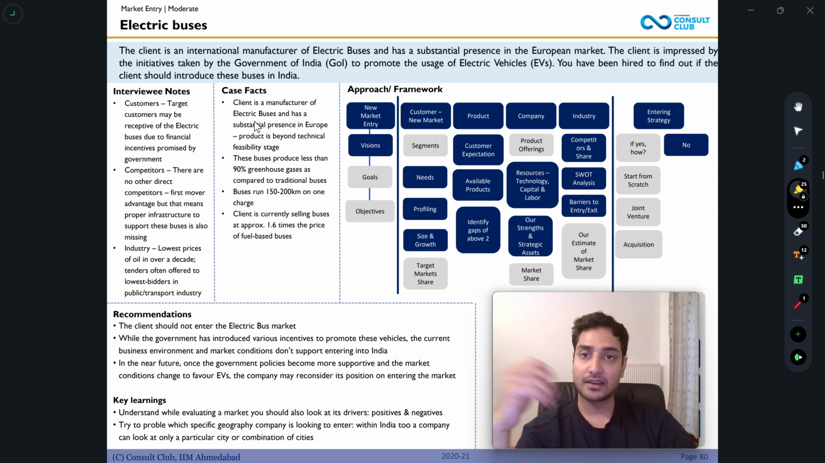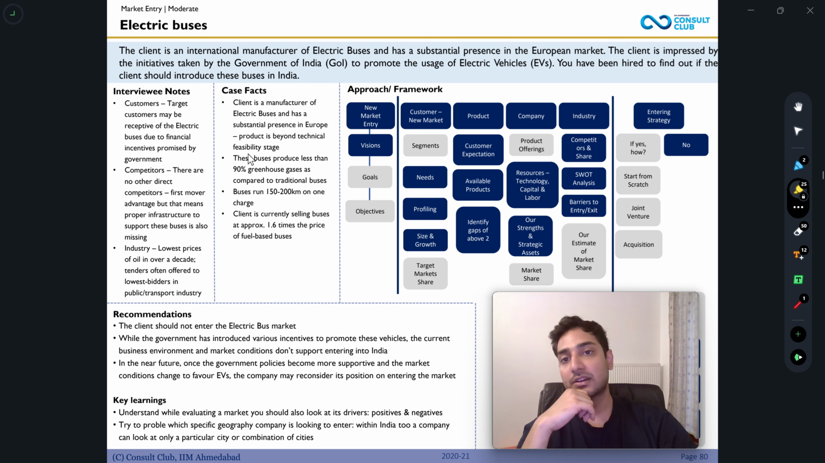Some of the case facts were: the client is a manufacturer of electric buses and has a substantial presence in Europe. The product is beyond the technical feasibility stage. These buses produce 90% less greenhouse gases compared to traditional buses. Buses run 150 to 200 kilometers on one charge, and the client is currently selling these buses at approximately 1.6 times the price. So, all important points, but everything has been discussed in the interview.